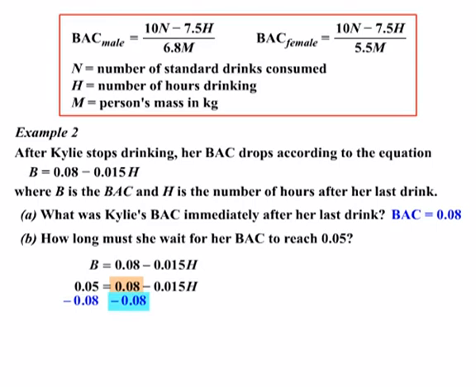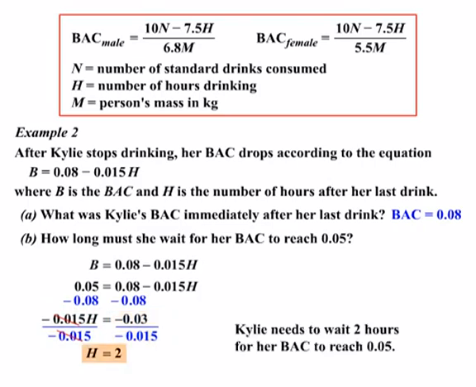Just remember, take it away from both sides of your equation though. So on this side here, the 0.08 minus 0.08, well that'll leave us with nothing there, won't it? So we'll just be left with our negative 0.015H. Don't leave that minus sign out though. And that'll be equal to 0.05 minus 0.08, which is minus 0.03. Now we've got to get rid of the negative 0.015. So let's divide by that and divide both sides by the same thing. So on the left, they'll cancel each other out, leaving us just with our H. And on the right, negative 0.03 divided by negative 0.015 gives us a nice simple answer of 2. So using that answer, we can say Kylie needs to wait 2 hours for her BAC to reach 0.05.